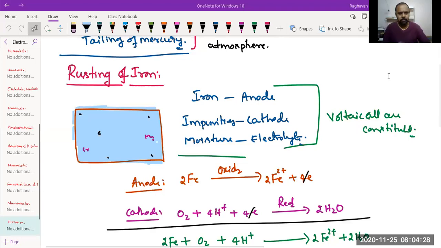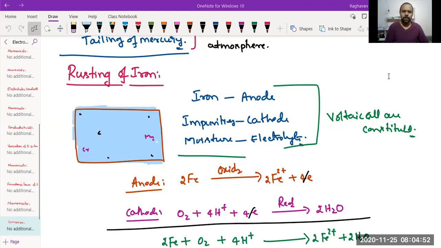So in that way, iron contains little impurities in it. The impurity commonly present in iron is carbon. Along with that, some traces of other metals also could be there. So when iron is exposed to the atmospheric condition for a long time, you may ask, why should we expose iron to the atmosphere?